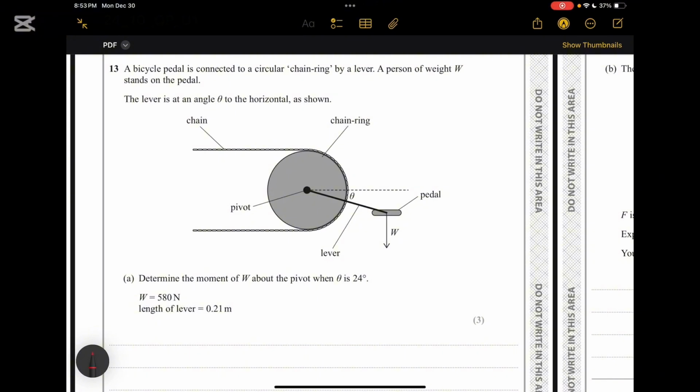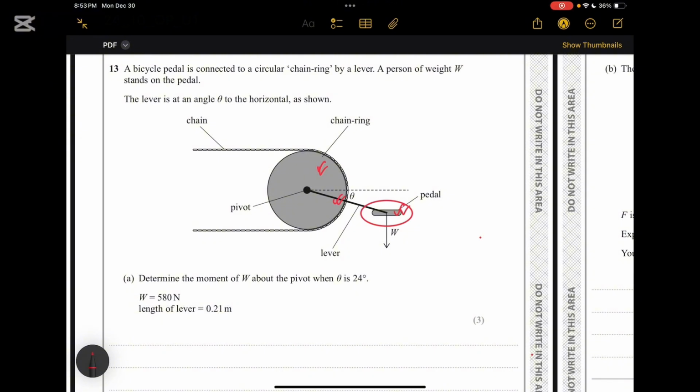Moving on to question number 13. A bicycle pedal is connected to a circular chain ring. So this is our pedal, which is connected to this chain ring by a lever. A person of weight W stands on the pedal. This is actually the rickshaw that we always see in Asian countries. Now it is available in the United States as well.